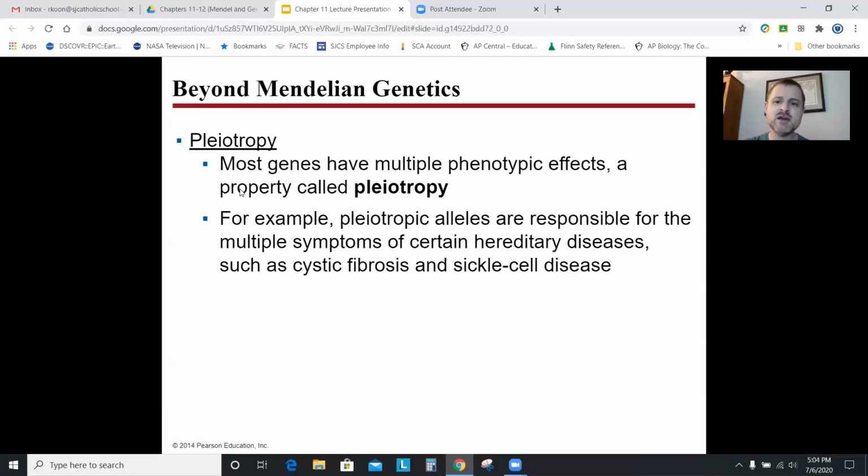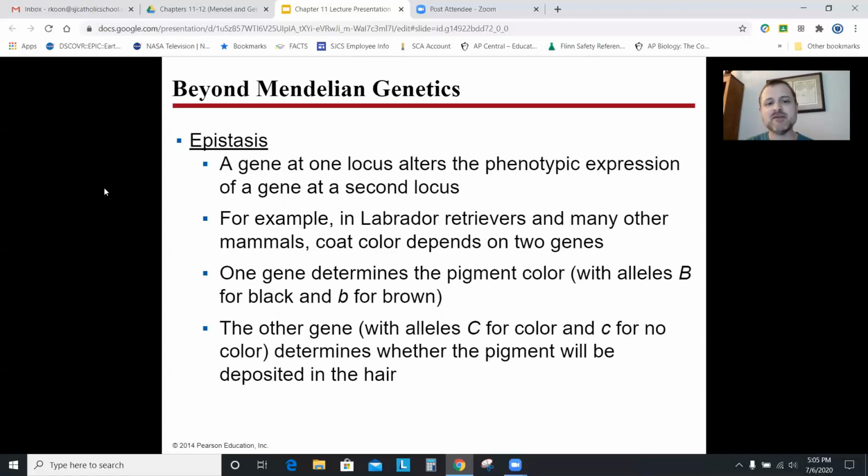Pleiotropy is just a word that means a gene can have more than one effect. So if you have cystic fibrosis or sickle cell anemia, it's not like one gene has one effect. You have a whole syndrome of effects because lots of genes have multiple effects. The word for that is pleiotropy. That's probably a new word for you. Epistasis is the concept of one gene affecting another gene.